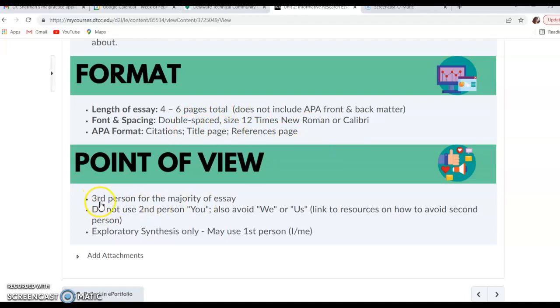The majority of your paper should be in third-person point of view. There are times where you may need to use the I point of view. Try to avoid the we or the us point of view whenever you can. Definitely do not use the you point of view at all in this essay.